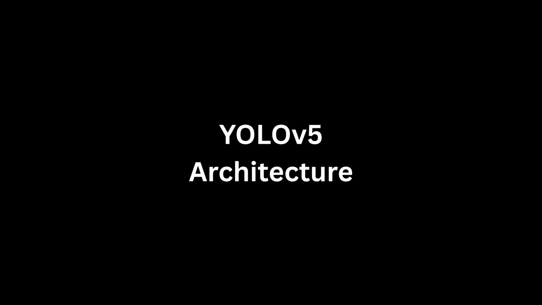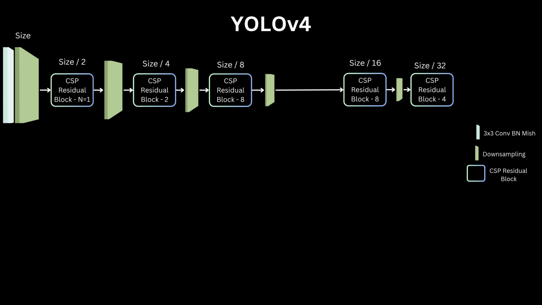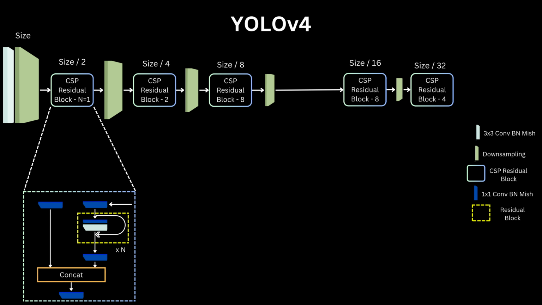Let's start with the architecture. Since most of the layers used in YOLO v5 are the same as v4, first let's revisit the YOLO v4 architecture. The backbone of v4 was a series of convolution layers and CSP residual blocks. CSP residual blocks divided the input in two parts. One part goes through n residual blocks, where n is different for different stages of the network. The output of these residual blocks goes through a convolution layer and then is concatenated with the other part of the CSP input.